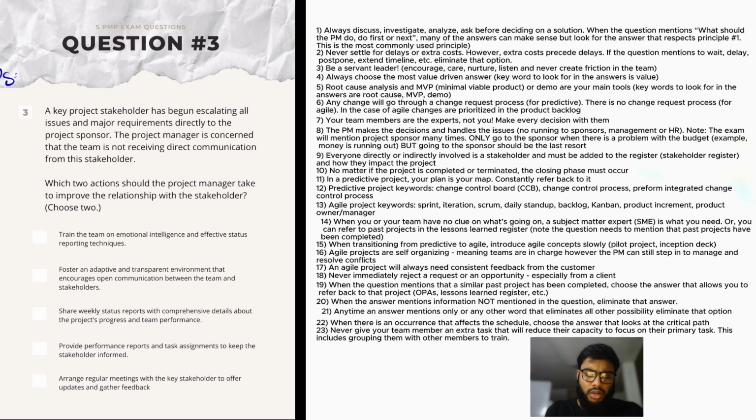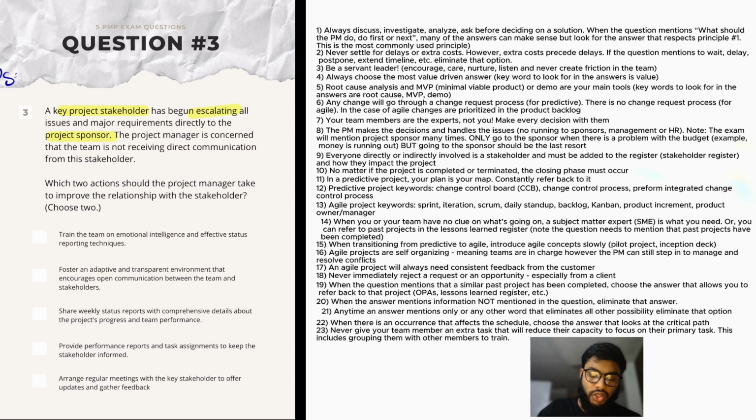Okay, so why is this a problem though? Let's talk about this. You got a stakeholder escalating things to the project sponsor. Now, the project sponsor is someone on your exam that you should not go to. Don't go to the project sponsor once the project has initiated. There's no reason for you to escalate things to the sponsor. So the problem here is that the key stakeholder is going to the sponsor when he or she does not need to. Instead, this key stakeholder should go to the project team.